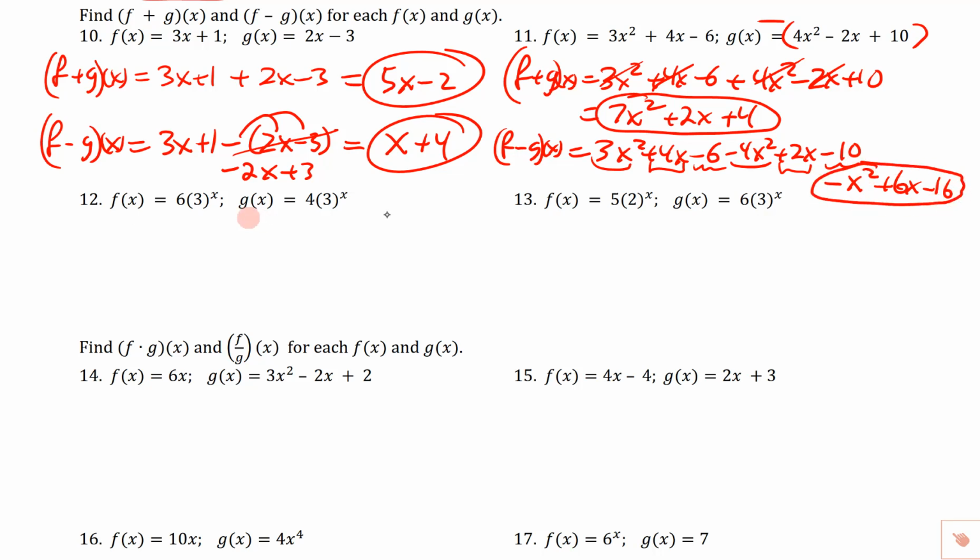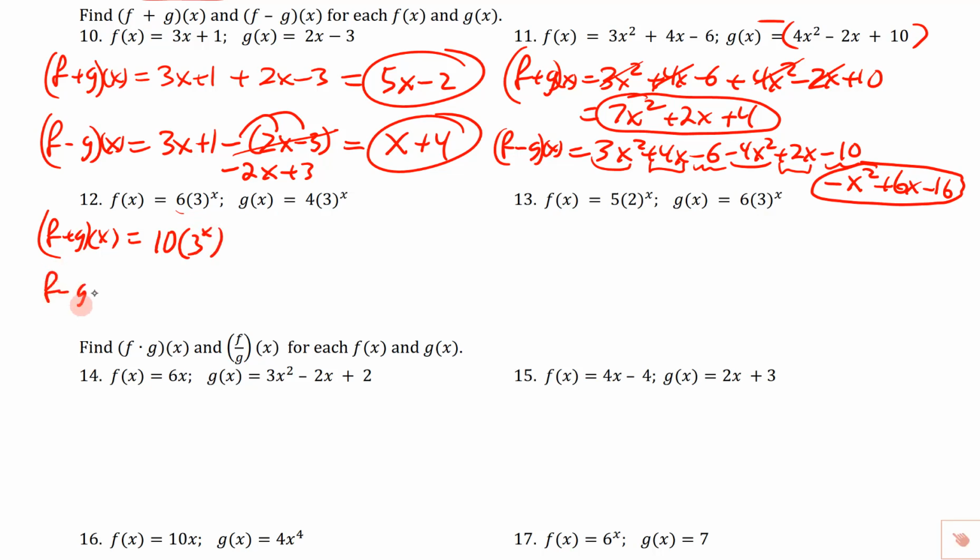Okay, same thing, but these have exponentials in them. So we're going to do f plus g of x. There we go. So we're going to add these together. So it's literally just 6 times 3 to the x plus 4 times 3 to the x. So it's 6 of these plus 4 of these. So that's going to be 10 of these. So 10 times 3 to the x right there.